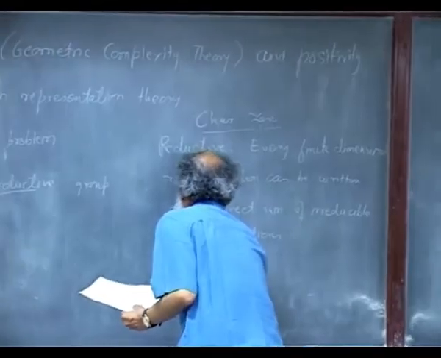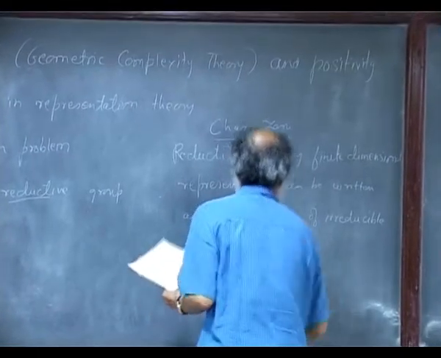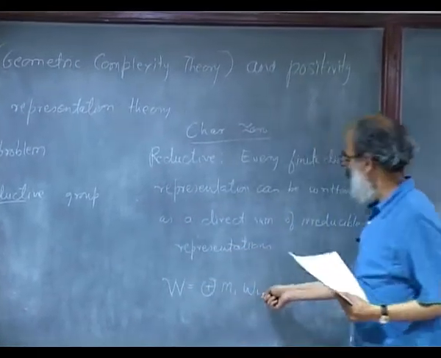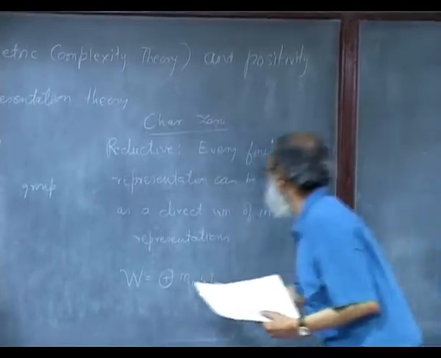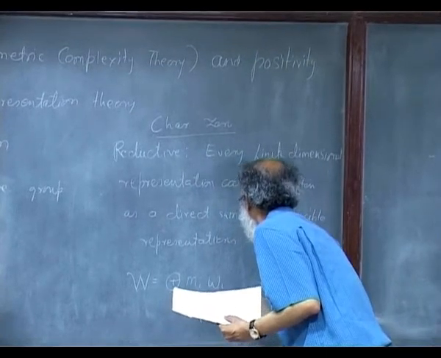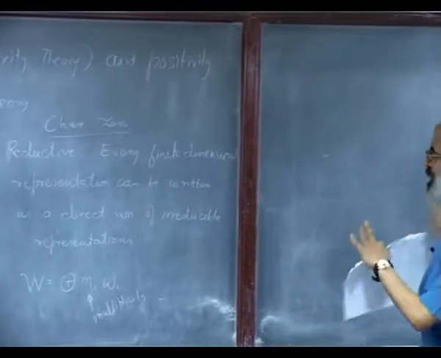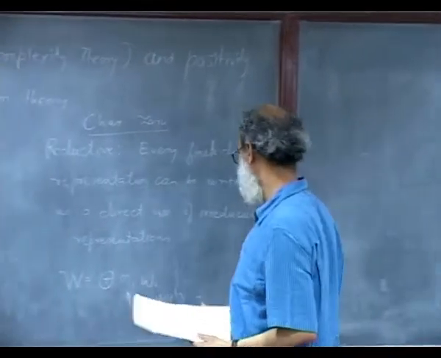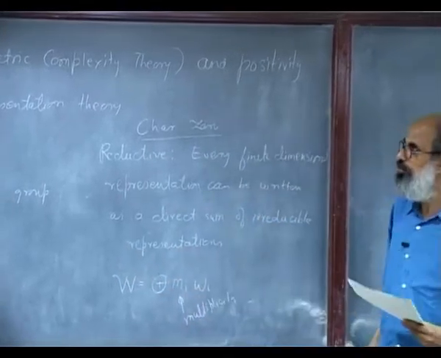So for example, if W is some representation, you can split it as the direct sum of irreducible representations W_i, where m_i denotes the multiplicity of that representation. Okay, so this is the multiplicity of that representation. So every finite dimensional representation can be broken into pieces, and those pieces, the building blocks, are the irreducible representations.